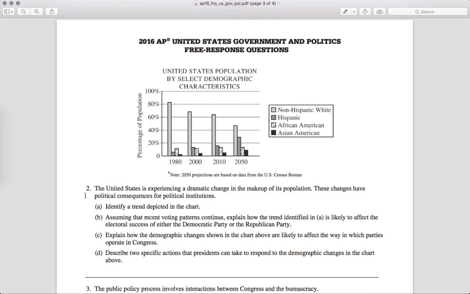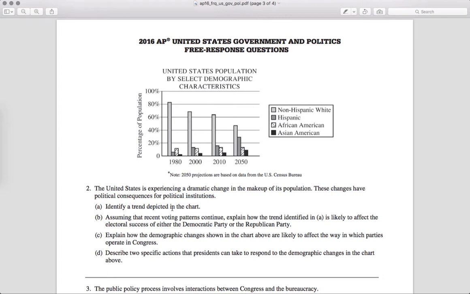So question 2 is, the United States is experiencing a dramatic change in the makeup of its population. These changes have political consequences for political institutions. Part A, identify, low hurdle verb. We don't need to write a lot, but what we need to write needs to be in context. We need to have at least one complete sentence. Identify a trend depicted in the chart.